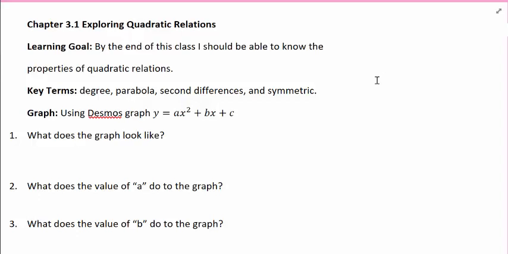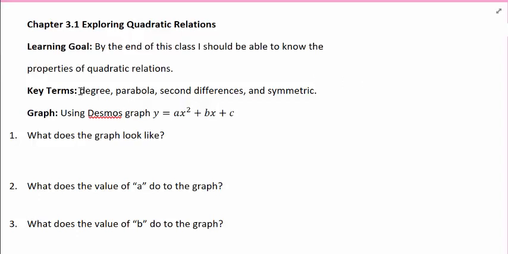Okay, so today we're doing chapter 3.1, exploring quadratic relations. And you know from grade 9, linear relations, right? What kind of graph was that? Yeah, a line, a straight line. Quadratic relations draw something else. There's another kind of relationship here. By the end of this class, I should be able to know the properties of quadratic relations.